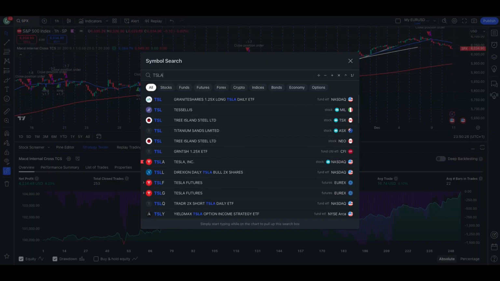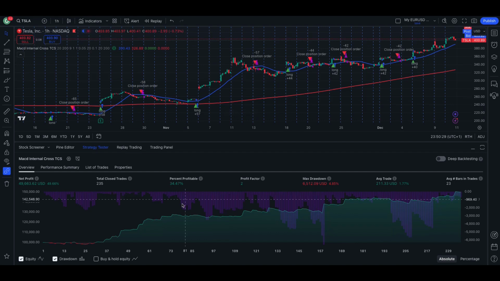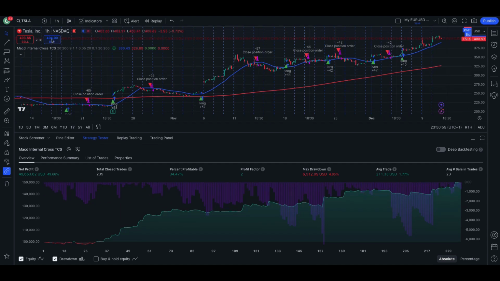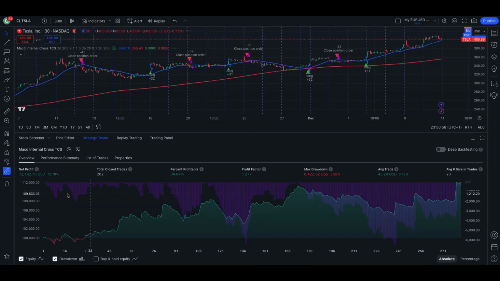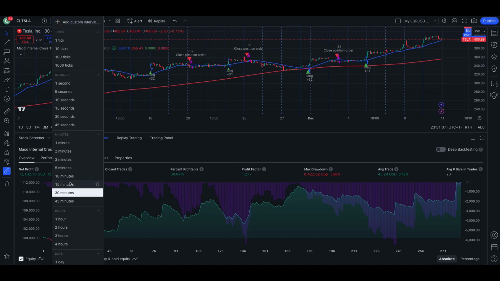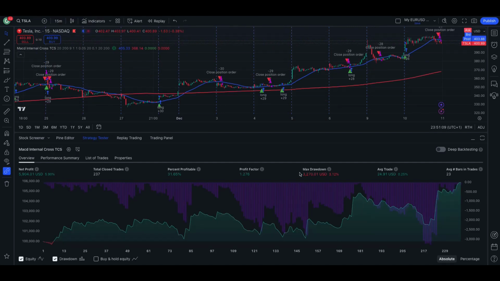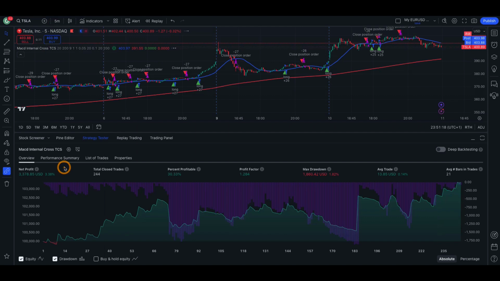Let's see Tesla. 49%. Oof, this is great. Absolutely wonderful. What about for the 30 minutes? Not bad, but we have a lot of drawdowns, but the profit is also very good. What about 15 minutes? Okay, 5.9, 0.12. Not very good, but still something. What about 5 minutes? Wow. So you can see this is just Tesla, right?